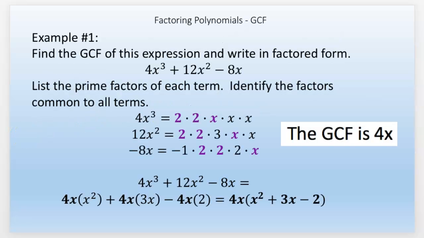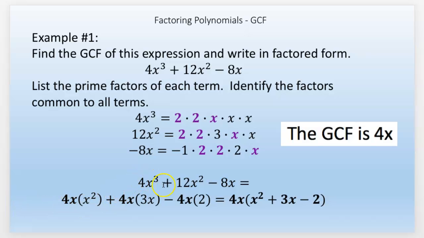Now to do it the long way, you can list the prime factors of each term. 4x to the third becomes 2 times 2 times x times x times x. Now we can do that for each of those terms and see what they have in common. They each have 2 2's in common and 1 x. So you multiply them together, you get 4x, and that's what we decided earlier. 4x would be the GCF.